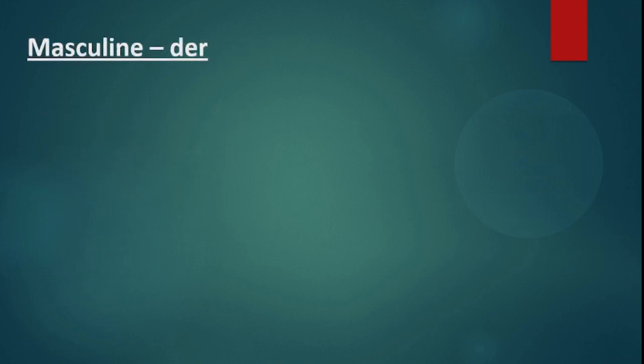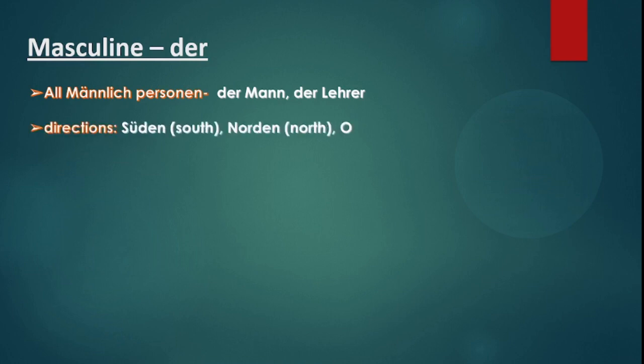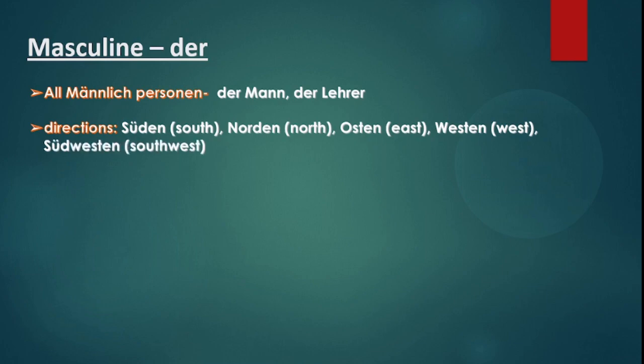So first comes der, masculine. All the things which behave in männlich as a character use der as the article. For example, der Mann, der Lehrer. And the next characteristic is, for defining all the directions, you can use der as the article. For example, Süden, Norden, Osten, Westen, Südwesten, which means to define the direction, you can say der Norden, der Westen.